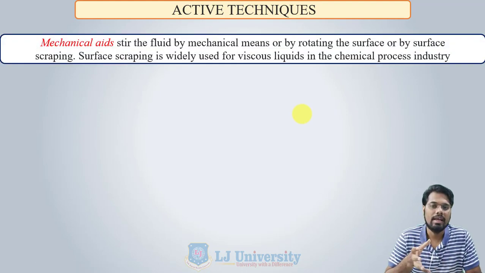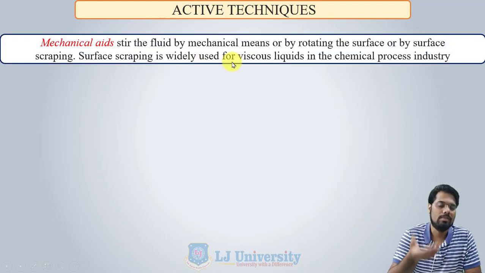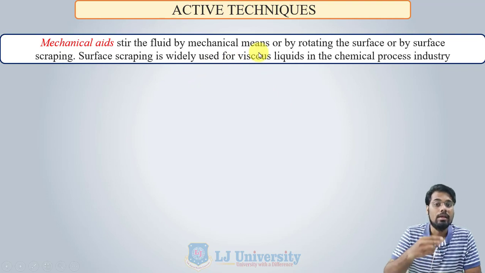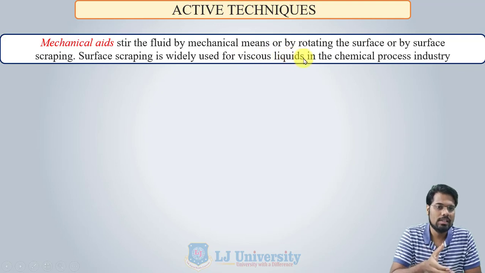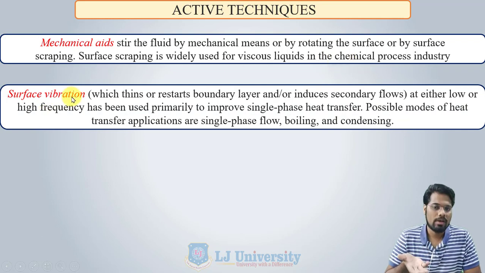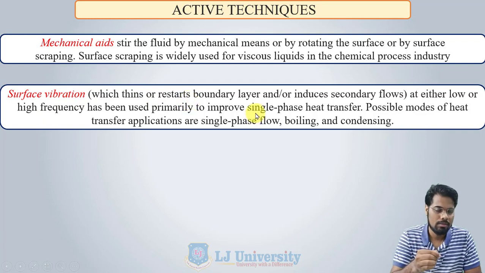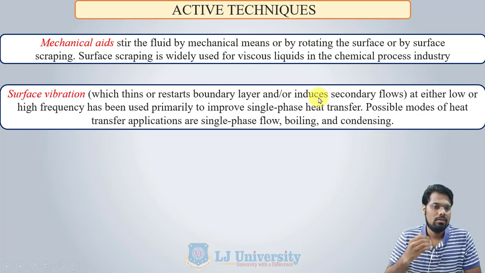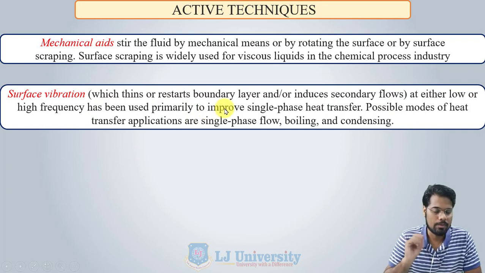The first is mechanical aids, which stir the fluid by mechanical means, or by rotating the surface, or by surface scraping. Surface scraping is widely used for viscous liquid in the chemical process industry, which easily generates turbulence in the fluid flow. Second is surface vibration, which cleans or restarts the boundary layer, because whenever the surface is vibrated, it creates a new boundary layer for the flow, and which induces the secondary flows at either low or high frequency, and has been used primarily to improve single phase heat transfer.